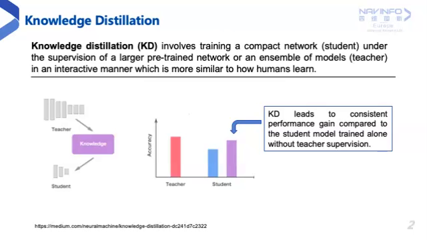KD is an effective model compression technique which trains a compact model under the supervision of a larger pre-trained model or an ensemble of models in an interactive manner, which is more similar to how humans learn, and it consistently improves the generalization of the compact model.